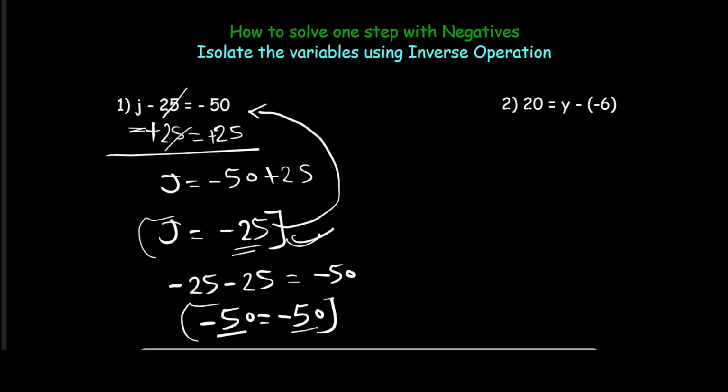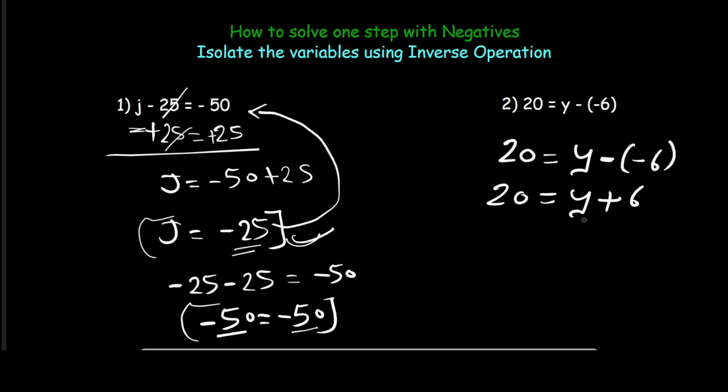So moving forward to our next problem, I'm gonna rewrite it here. 20 equals y subtraction minus parentheses minus 6. So if we want to solve it by one step, y equals minus and minus will give us plus 6. So now we have to isolate this y and we have to undo this 6.